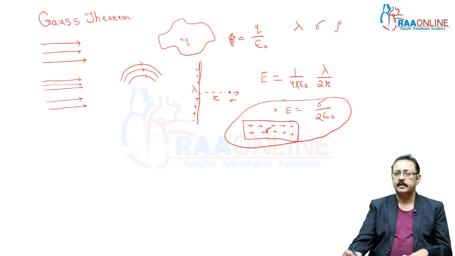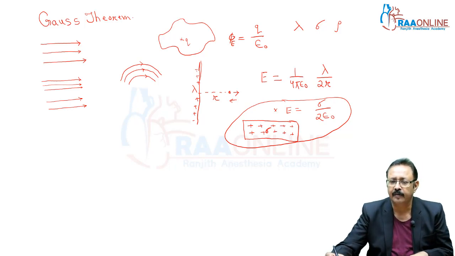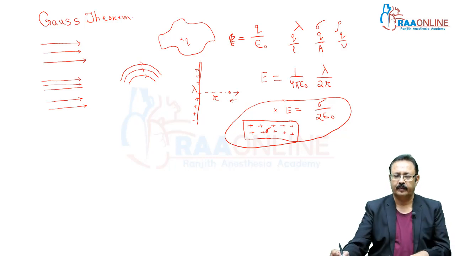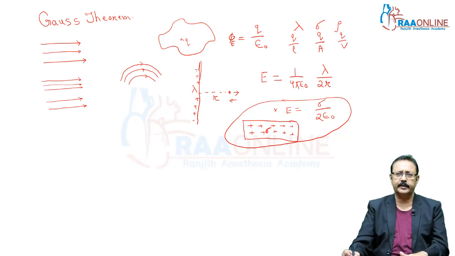Sigma is surface charge density. What do you mean by sigma? Charge per unit area. Lambda, charge per unit length. Rho, charge per unit volume. It is a very important result. Many types of problems are framed on this concept.